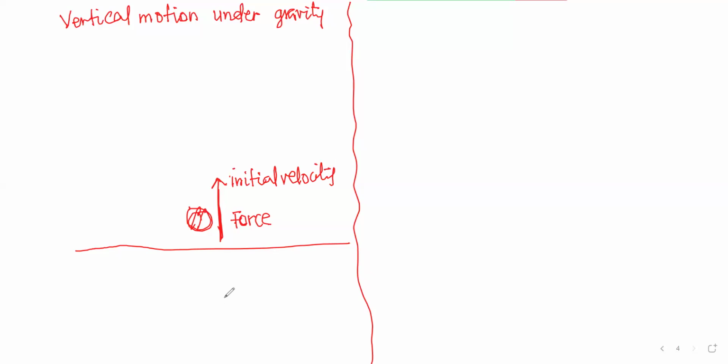So before an object will go up, there must be an initial velocity given to the object, and this initial velocity is provided by an applied force. However, as the object continues to go up, what happens to the speed of the object? As the object continues to move up, what happens to the speed which is initially given to the object?